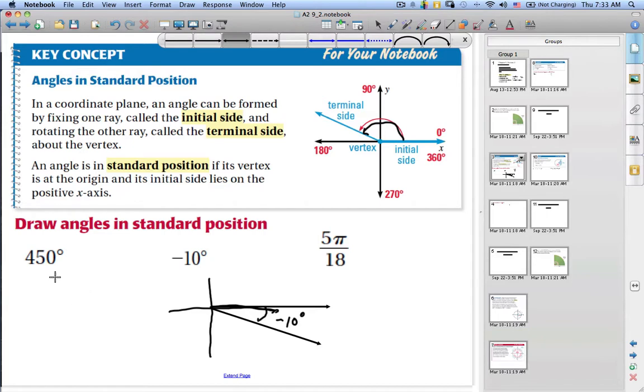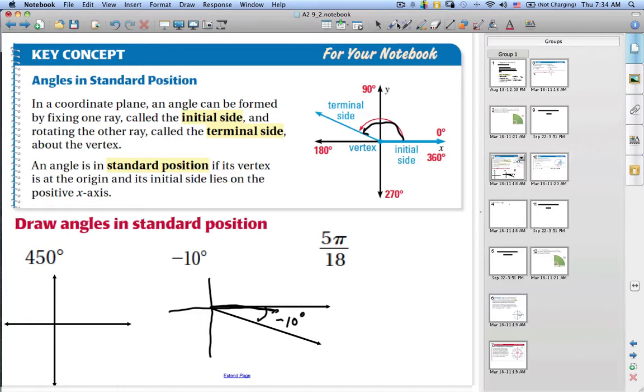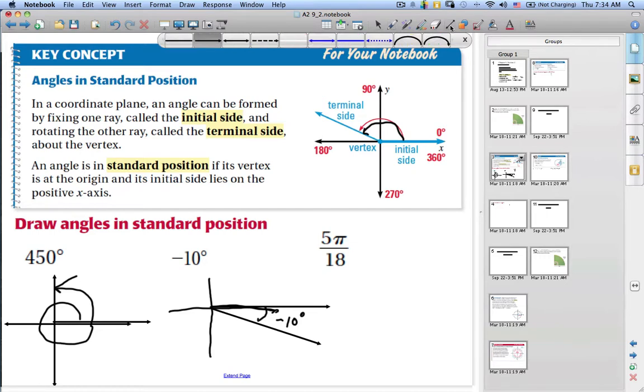Again, if we were to take a look at 450 degrees, now that's complicated because my whole circle is only 360 degrees. So if this is my initial side, if I go all the way around my circle back to where I began, that's 360 degrees. But I need to go another 90 degrees. And that's here. So when we have angle measurements that are more than 360, that means we're going more than all the way around the circle. Okay, but this would be the angle in standard position.